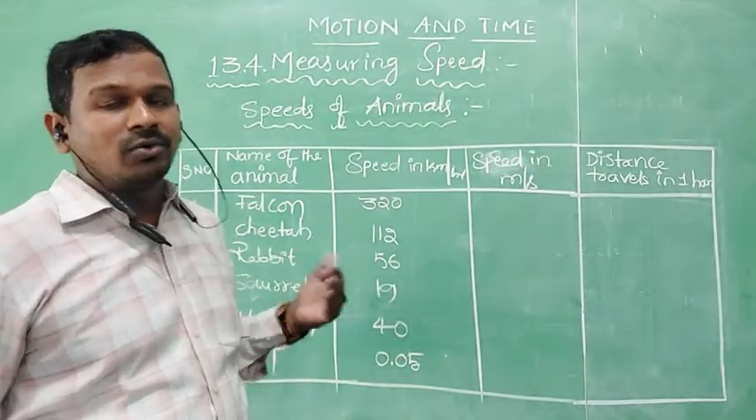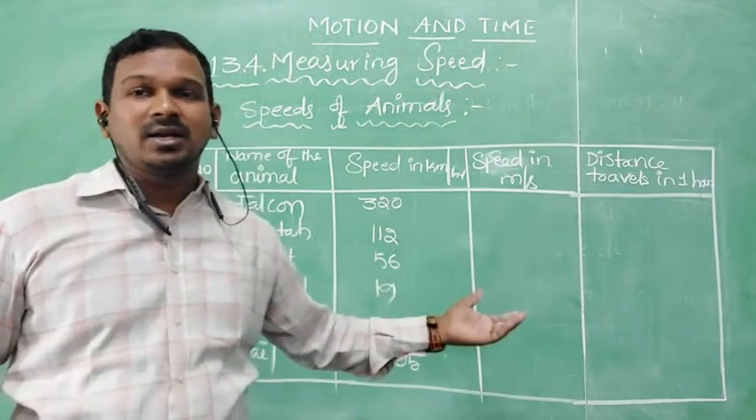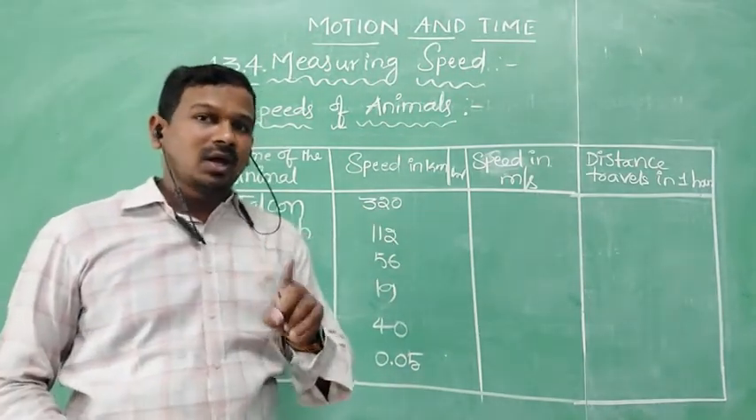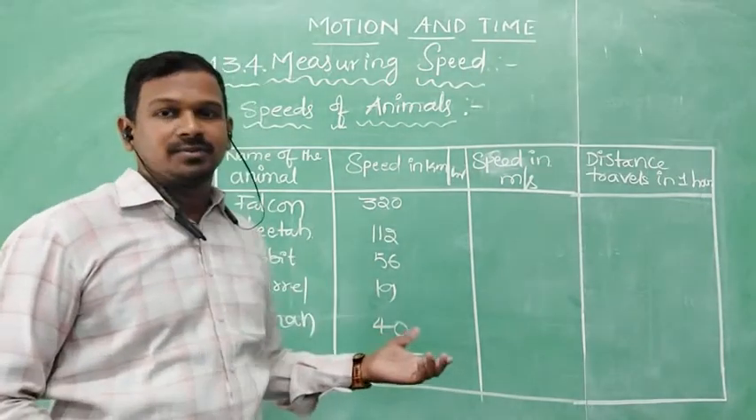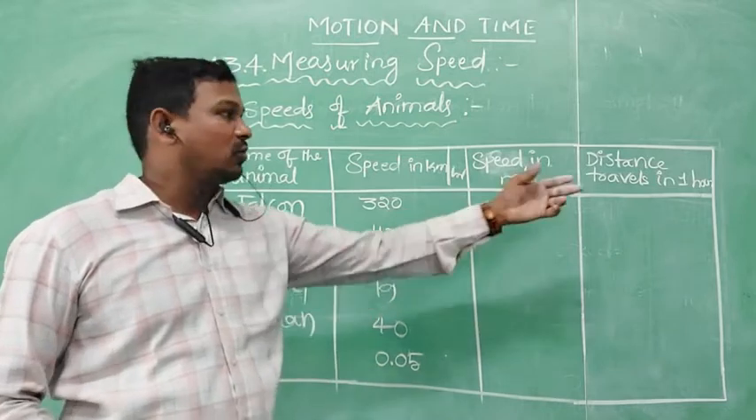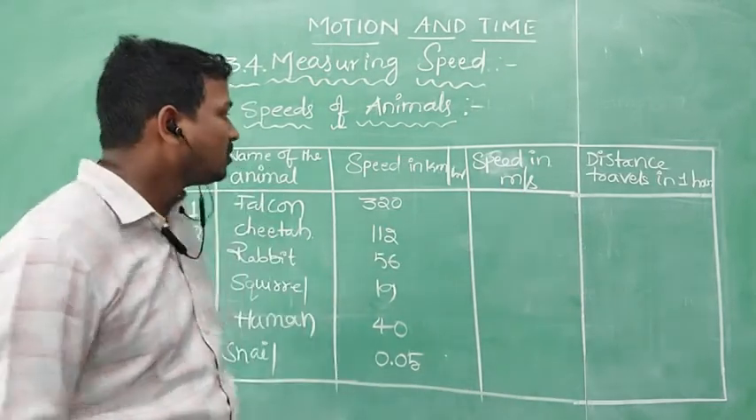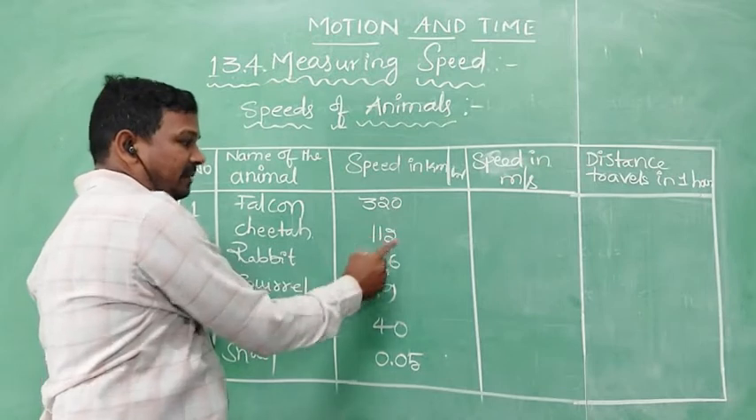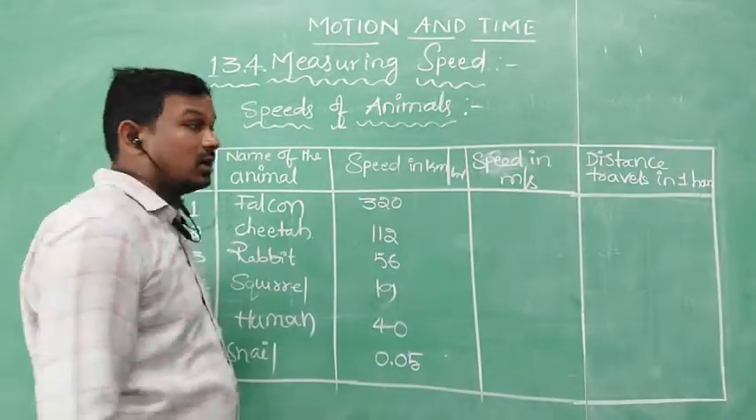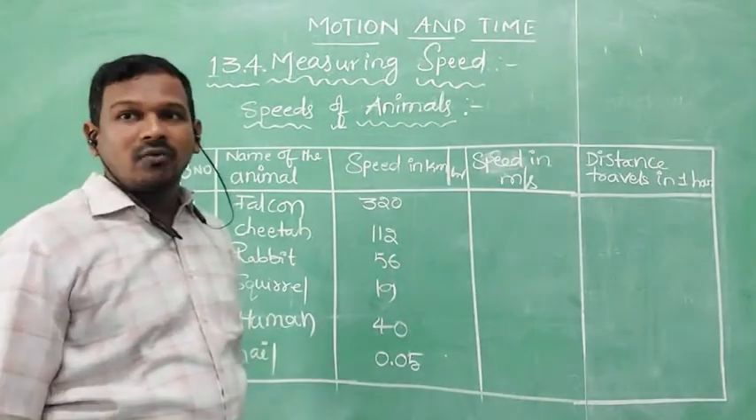Now we are going to convert them into meter per second, and again we are going to study in 1 hour of time how much distance it will cover. In 1 hour of time, how much distance it will cover, that also we are going to write there. So what is this? This is speed. Now it is in kilometer per hour. Now in meter per second, how are we going to convert?